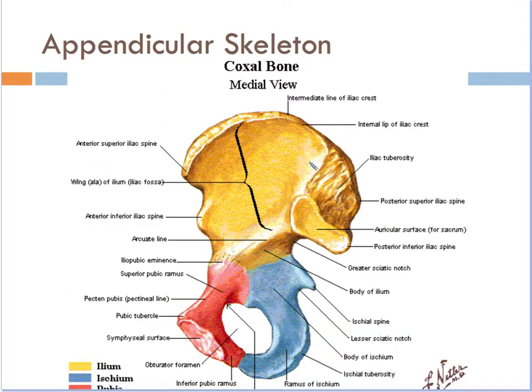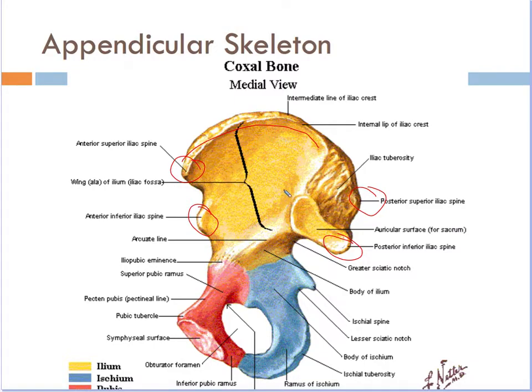So for starters, here is your pelvis. The yellow segment is your ilium. On top you have your iliac crest. On the front side, you have your anterior superior iliac spine and your anterior inferior iliac spine. On the back, you have your posterior superior iliac spine and your posterior inferior iliac spine.